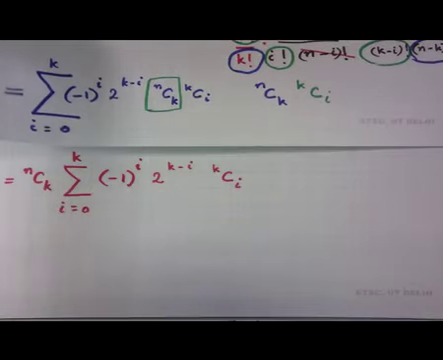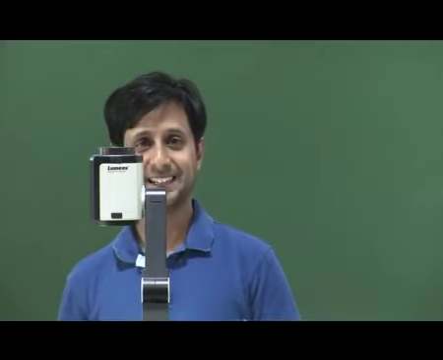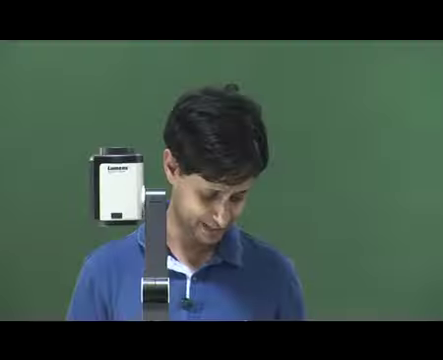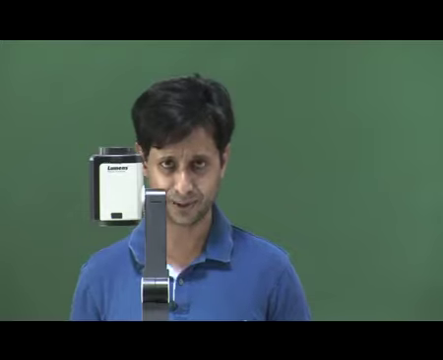Okay. So, this is how my expression has simplified. Great. So, I have got n c k as common, and then I have got a summation. How do you tackle this summation? Now, you look at it, think about it.